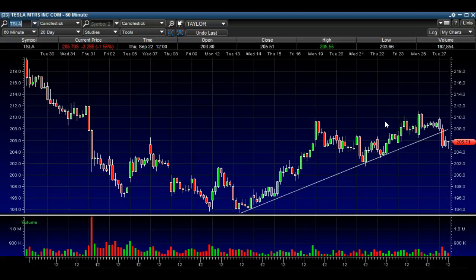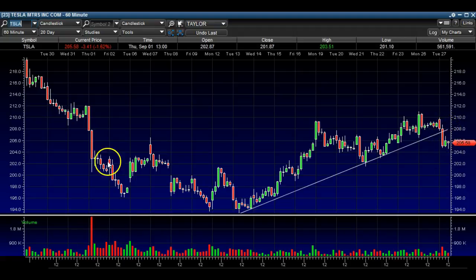First one I want to take a look at is the Tesla hourly chart. The first thing I want to mention here is we have a trend line break. We've had a nice uptrend here since these lows about the 13th of September. Nice run here, bounced off of this. I've played it long here, made some nice gains, but now we're looking at a trend break here, and we're potentially going to see some lower prices.